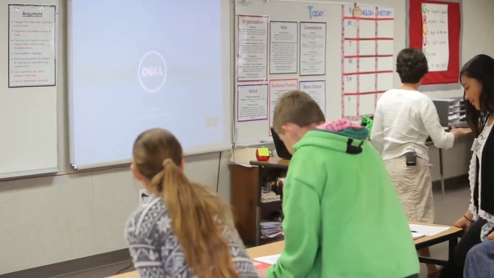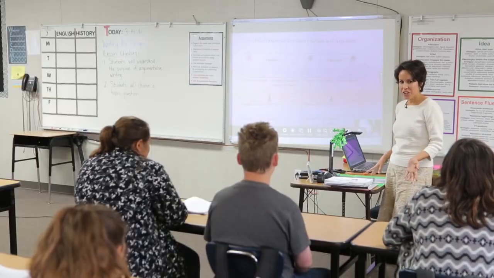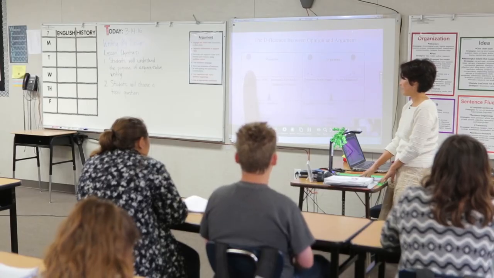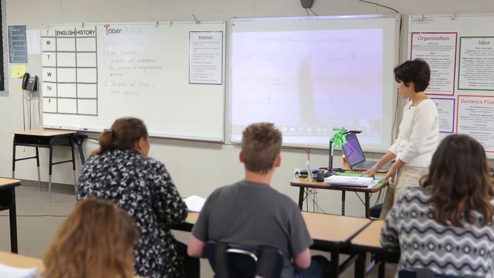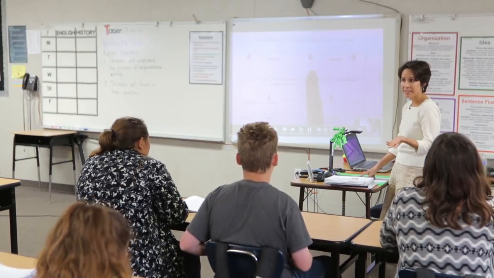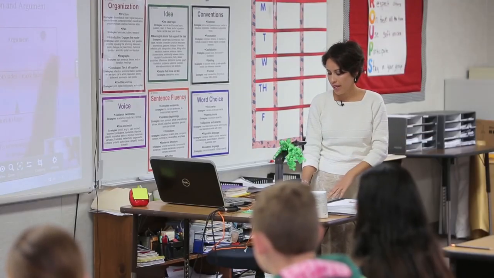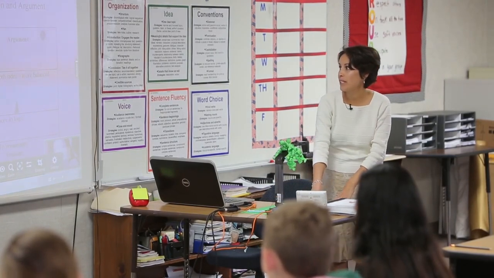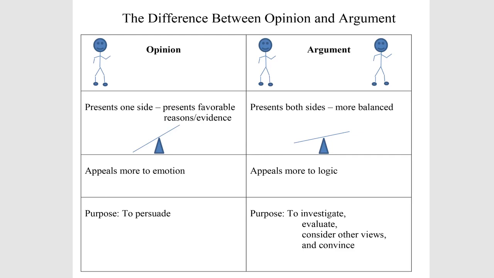I'm going to show you something. So here's a chart to show you the difference between what? Opinion and argument. Good. So opinion is one-sided, okay? It's one person. In an argument, you're considering two or both sides, okay? So that's what it says here. Presents one side, an opinion. It presents favorable evidence or reasons, okay?